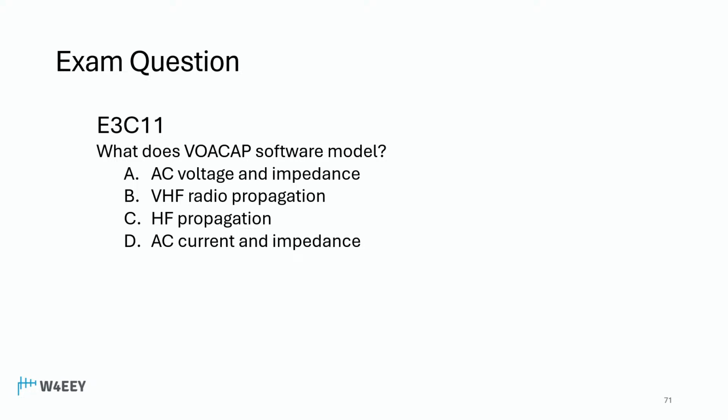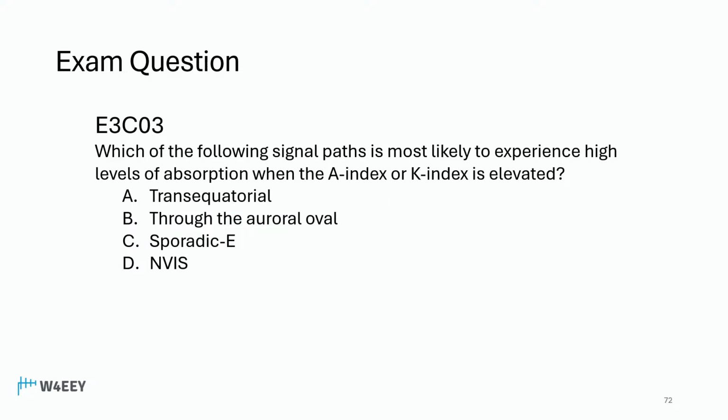Charlie, HF propagation. Which of the following signal paths is most likely to experience high levels of absorption when the A index or K index is elevated? Bravo. Through the auroral oval, or over the poles.